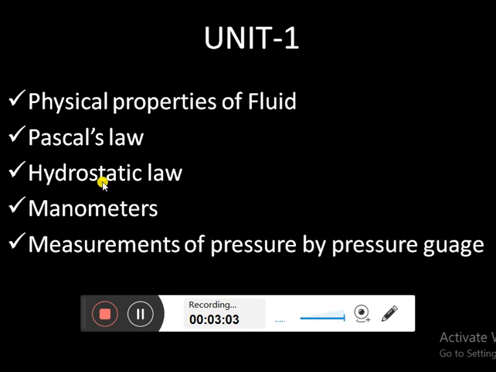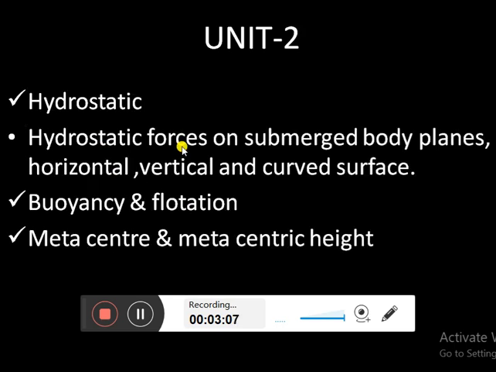So let's see what we are going to cover in unit 2. So here unit 2 will especially deal with hydrostatics, right, meaning hydrostatic force on submerged body planes, right, either horizontal, vertical or curved surface. We will derive different formulas for the horizontal, vertical and curved surfaces. Similarly, we will have some numericals based on hydrostatic force.